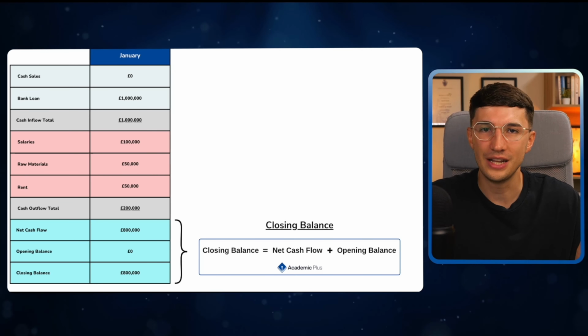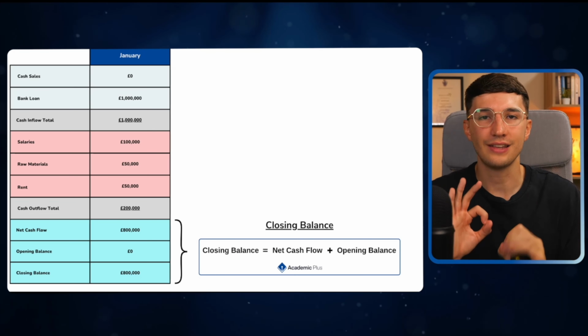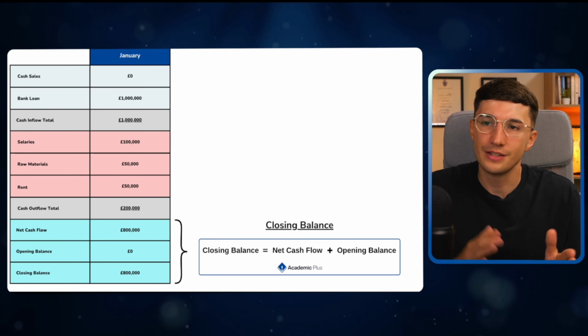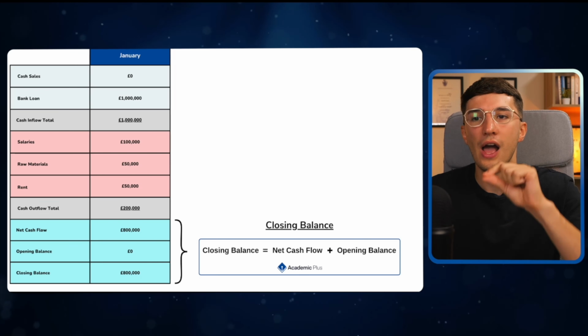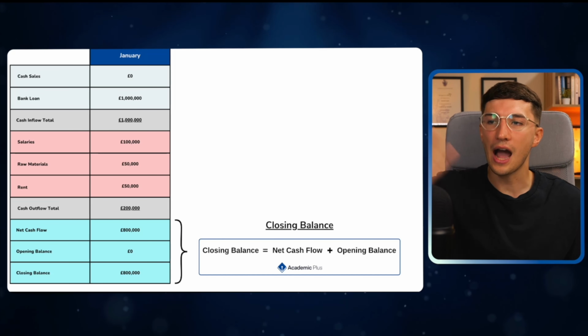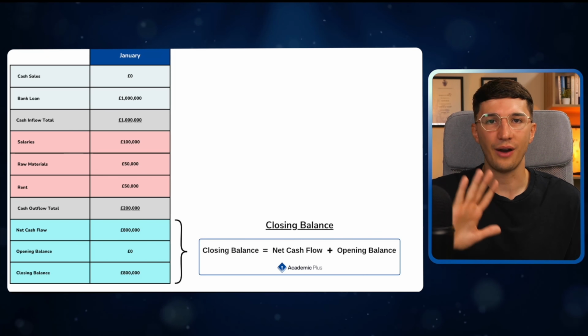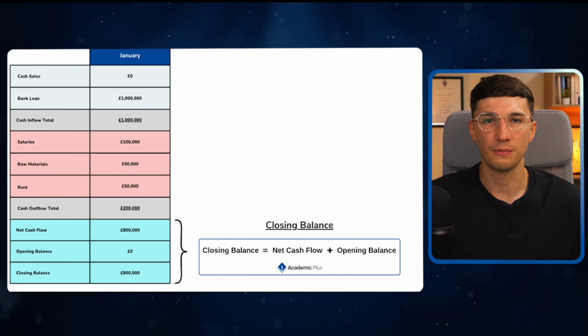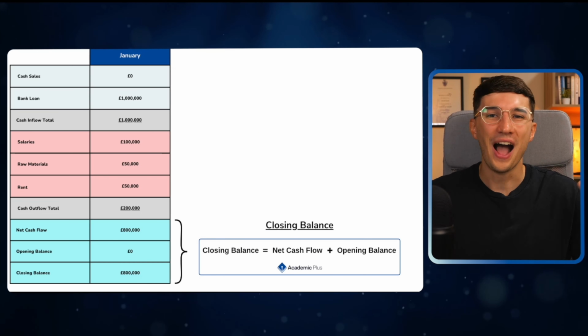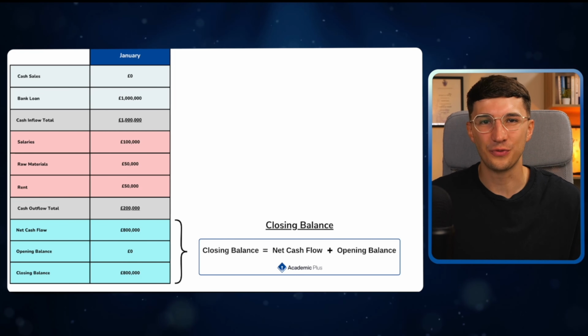The last thing that we need to do, the last calculation, is our closing balance. Another really simple calculation. All you do for this is take your net cash flow and add that with your opening balance. So as you can see here, our net cash flow in January, as we calculated, is £800,000. The opening balance is zero. So really simple, our closing balance is £800,000.